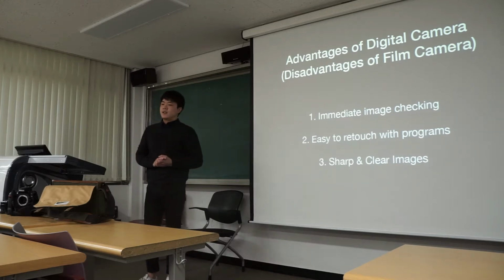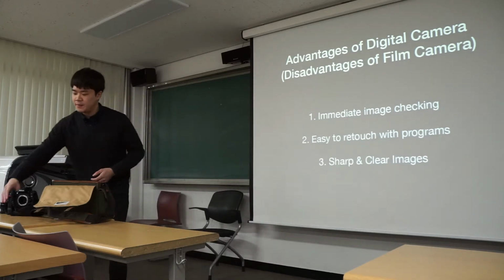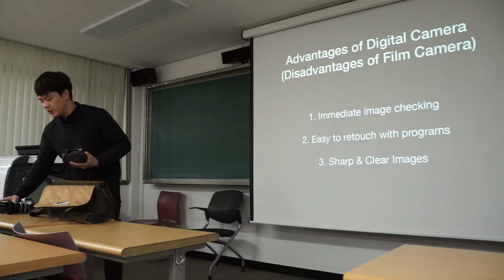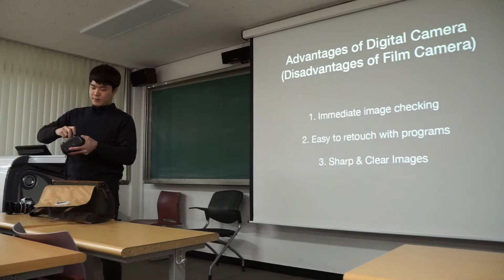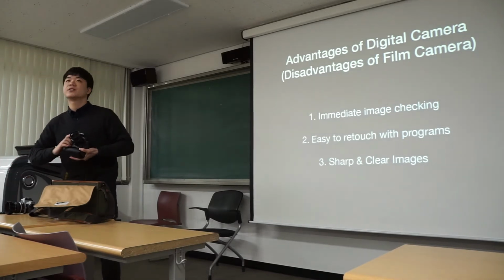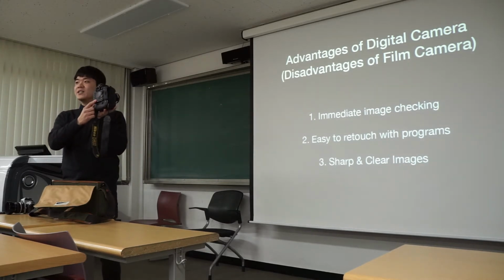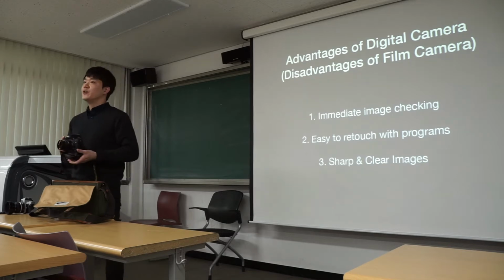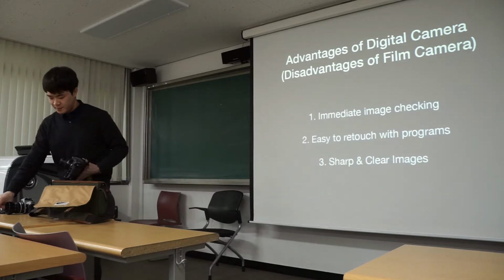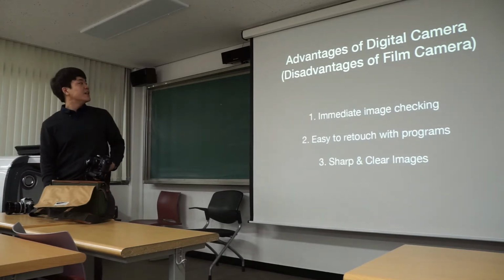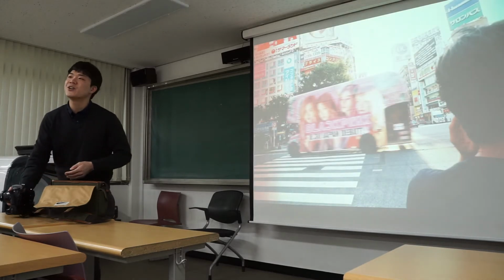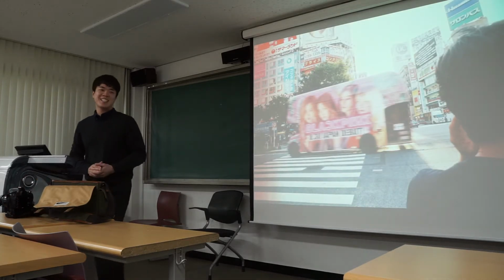First, using a digital camera, you can check your image immediately. So if you take pictures with a digital camera, you can check them right away. If there are problems in your picture, you can fix them right away. But for a film camera, this picture shows that it can't.